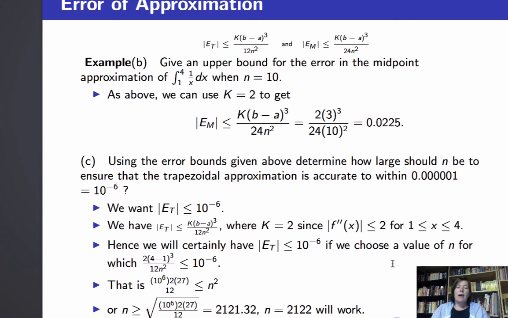The actual error is probably an awful lot less than 10 to the minus 6 for n equals 2122, but if we don't know what the error is, and in the absence of any better estimate, we can be absolutely sure that the error is less than or equal to 10 to the minus 6 for this n.